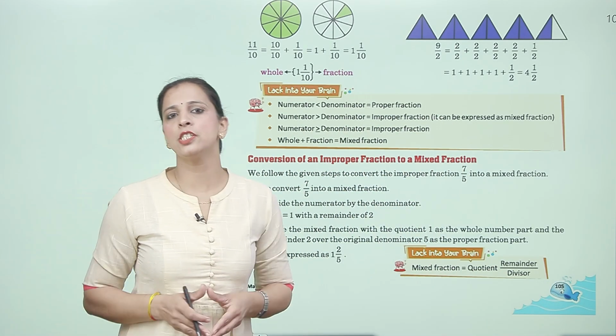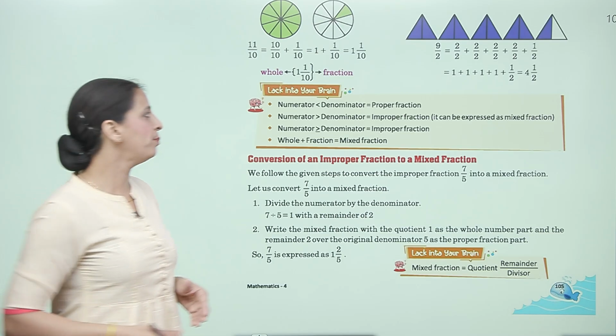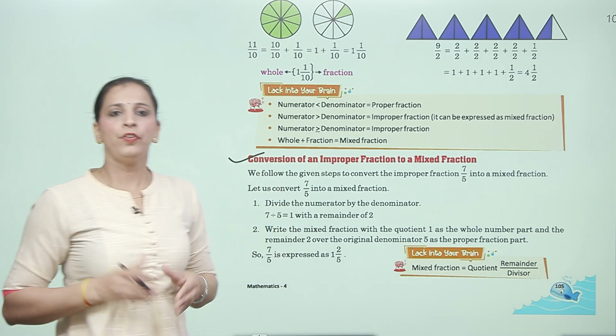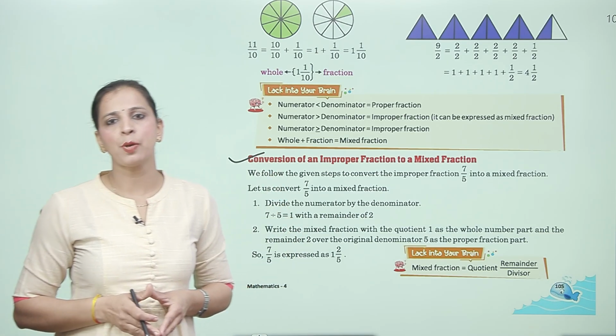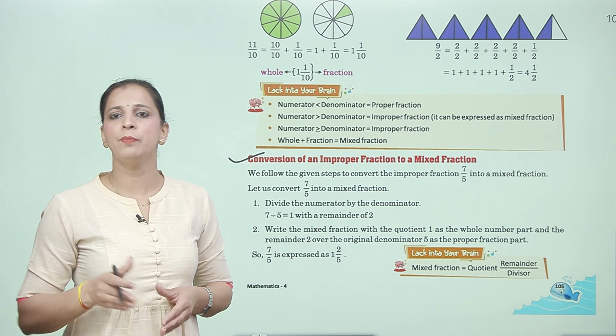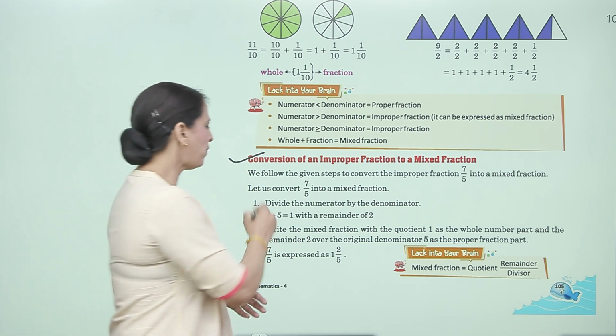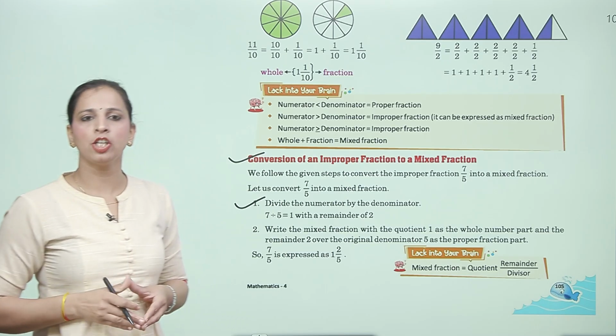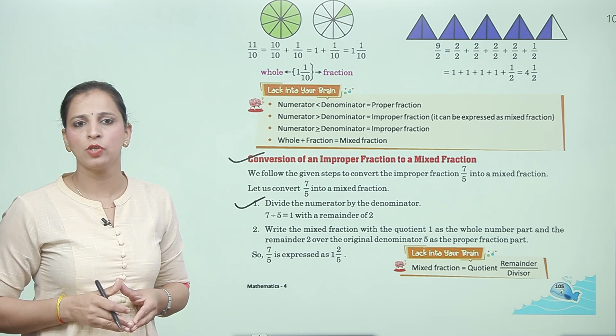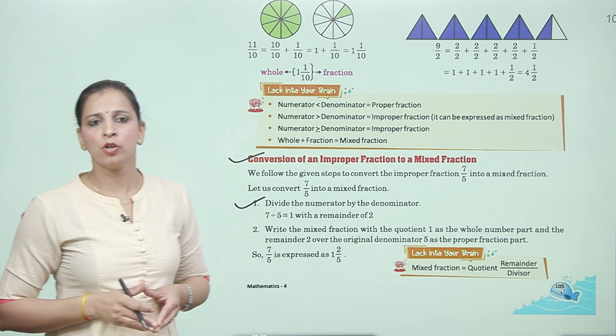Now next is conversion of an improper fraction to a mixed fraction. We follow the given steps to convert the improper fraction 7 by 5 into a mixed fraction. Let us convert 7 by 5 into a mixed fraction. First, divide the numerator by the denominator. 7 divided by 5 is equal to 1 with a remainder of 2.